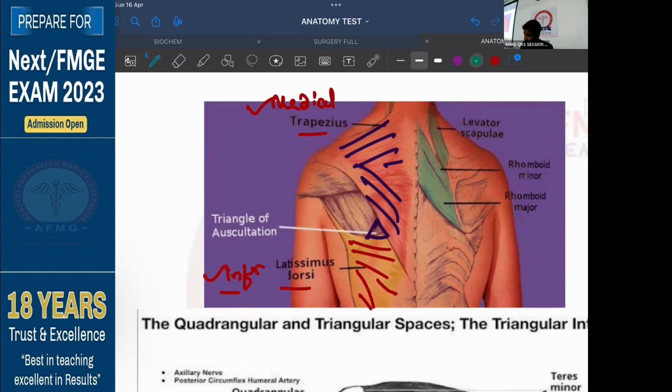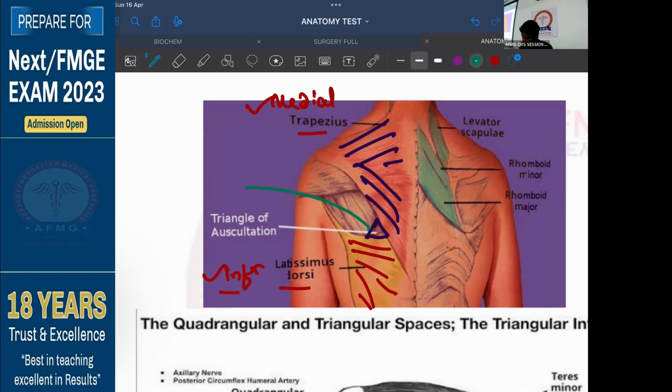Whereas the third or the lateral boundary, please remember, the lateral border of the triangle of auscultation is formed by the scapula. Which border of scapula? Scapula looks like this, right, over here. It is the medial border of the scapula. Please remember, it is the medial border of scapula which forms the lateral border of the triangle of auscultation. No difficulty in this. This is your triangle of auscultation.